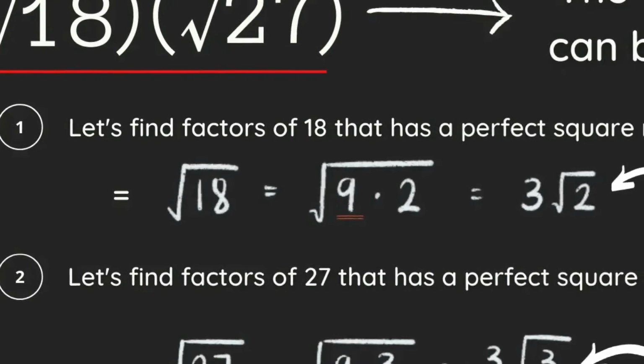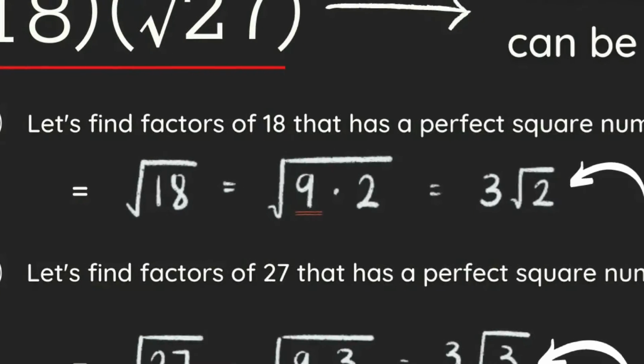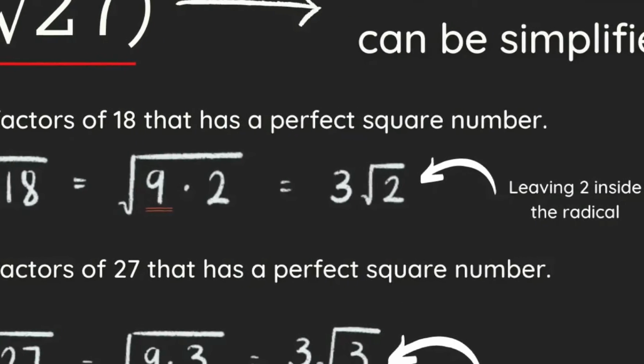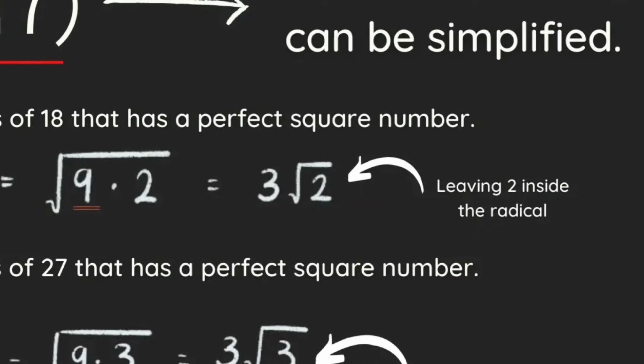Let's find factors of 18 that has a perfect square number in it, so we can use 9 and 2, because 9 is the perfect square number. Now that we found that, the square root of 9 is 3, and we'll leave it outside the radical as its coefficient. Then we'll have 3 square root of 2.